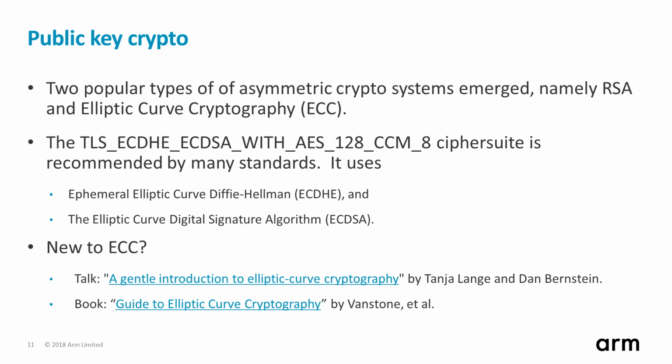We will use a Ciphersuite that is recommended by RFC 7925, which is called TLS-ECDHE-ECDSA with AES 128 CCM8. This sounds pretty complex, but it's just an algorithm that uses an ephemeral elliptic curve Diffie-Hellman exchange, ECDHE, and the elliptic curve digital signature algorithm, ECDSA.